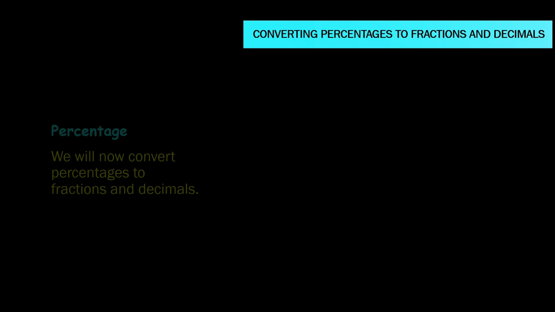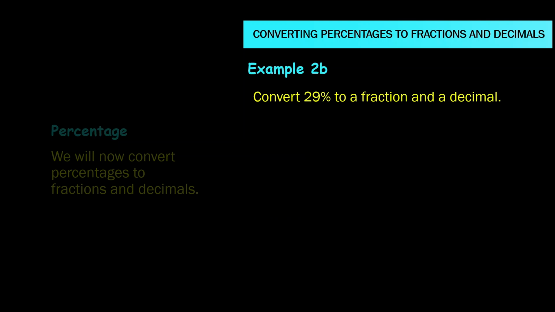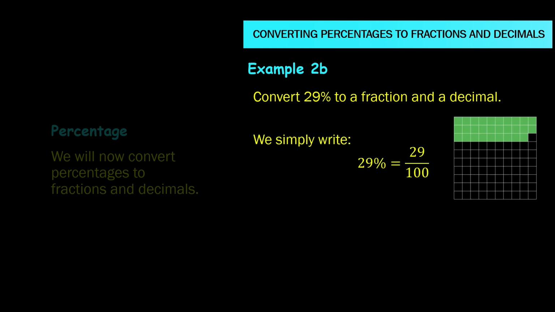Let's take a look at another example. Convert 29% to a fraction and a decimal. Since 29% denotes 29 parts out of 100, we simply write this as 29 out of 100. And as a decimal, this is 0.29 from our previous knowledge of converting fractions to decimals.